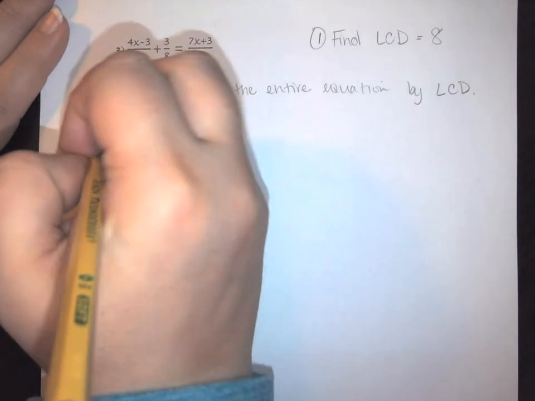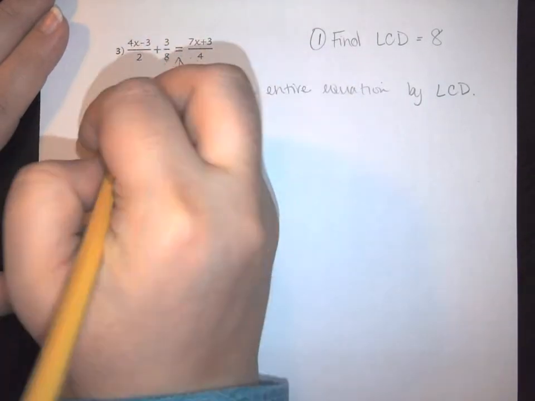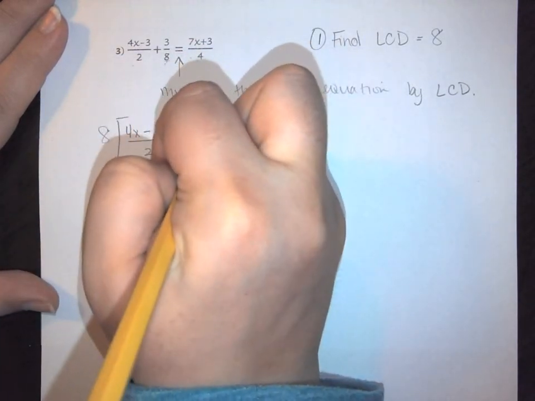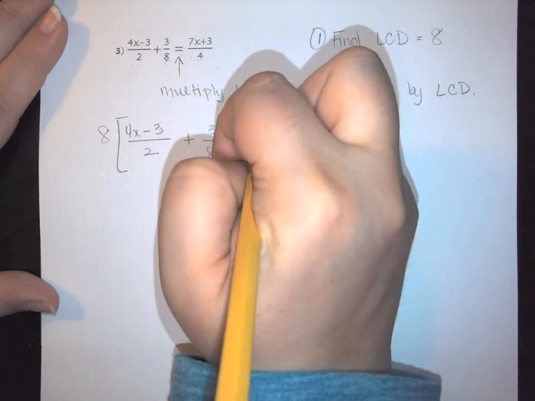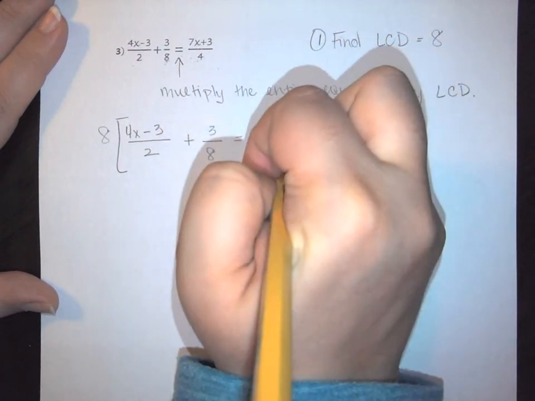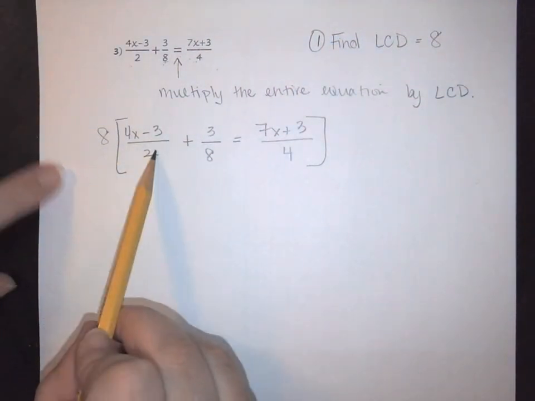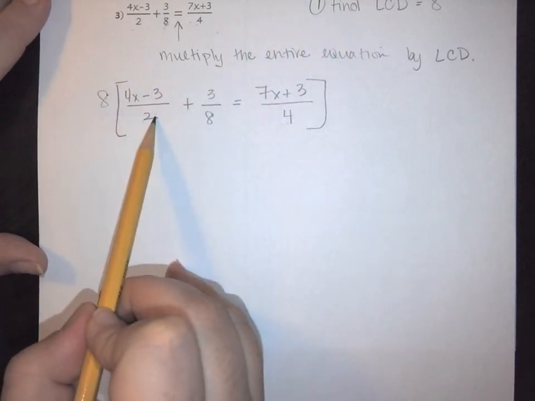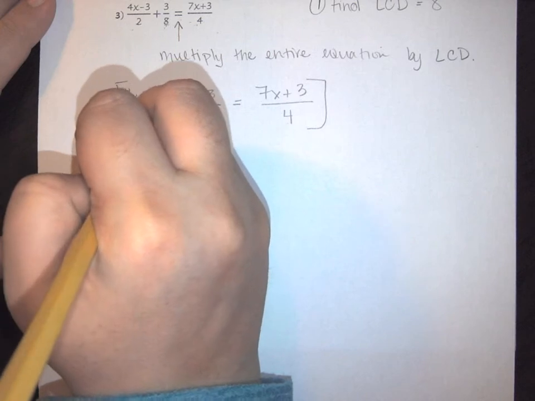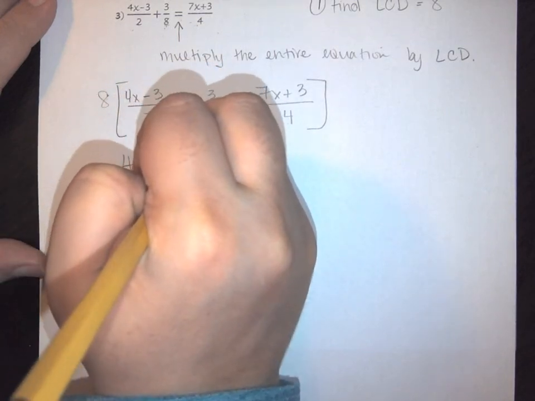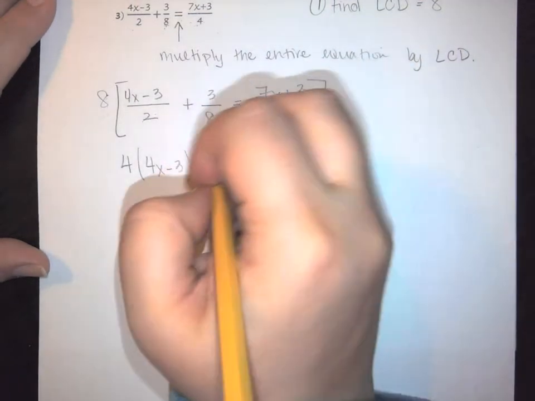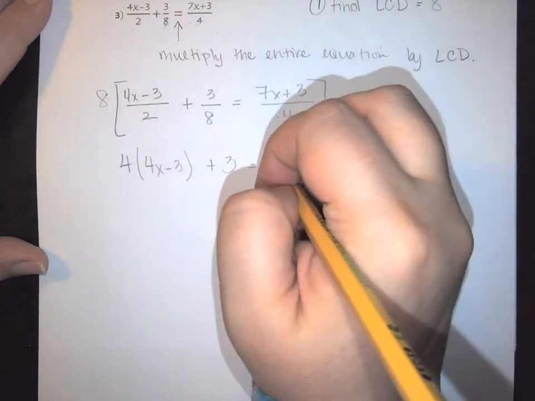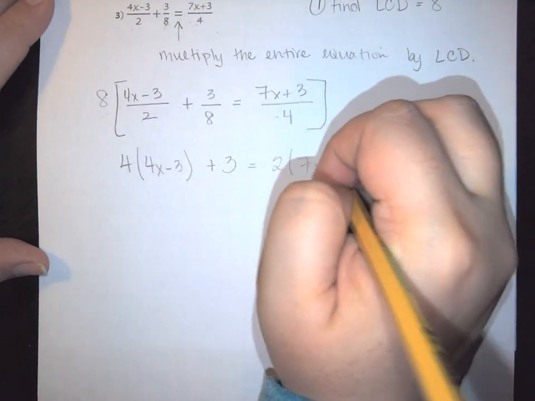Okay, so here I'm going to multiply this whole thing by 8. So this was the 4x minus 3 over 2 plus my 3/8, and then I've got the 7x plus 3 over 4. So I'm going to distribute this 8 into each part of my terms. When I'm looking at this first term, 8 over 2 gives me 4 left behind, so this becomes 4 times the 4x minus 3. 8 over 8 goes away, so this becomes plus 3. 8 over 4 is going to leave me with 2, so this is 2 times 7x plus 3.